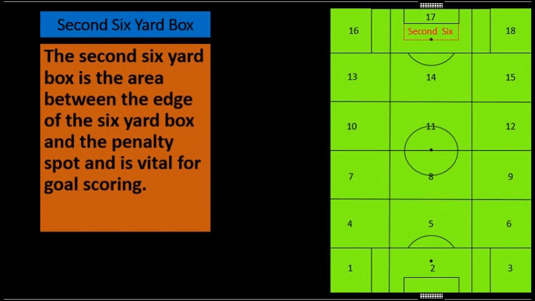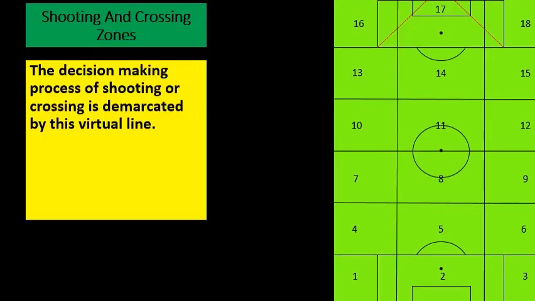The second 6-yard box is a very important area, especially in corners where the goalkeeper is in a dilemma to come out or not for the ball. It is also an important area where a lot of goals are scored by tap-ins, as the goalkeeper has very little time to react. How often have you seen players kick the ball when there was no opportunity to shoot?